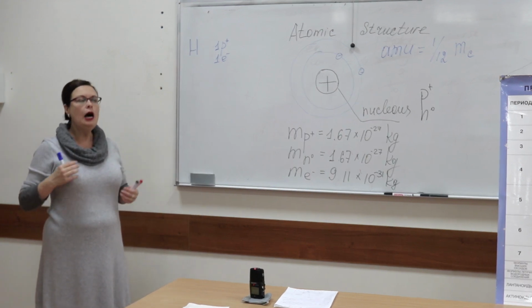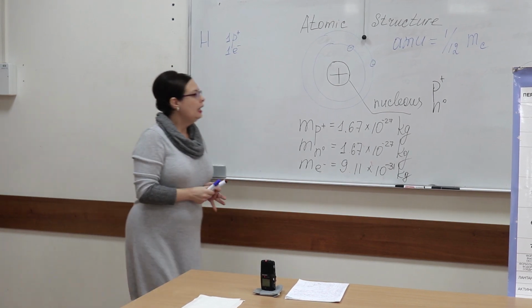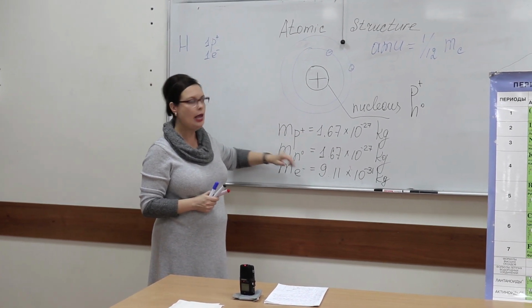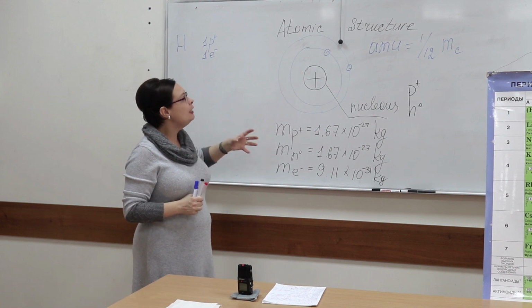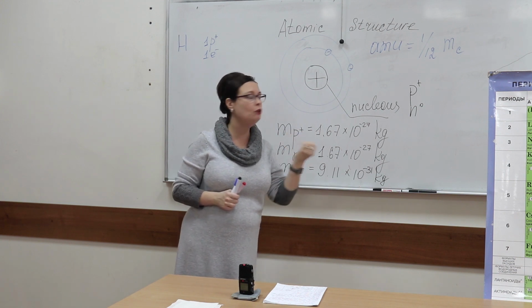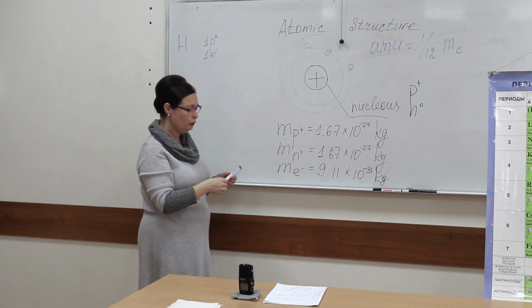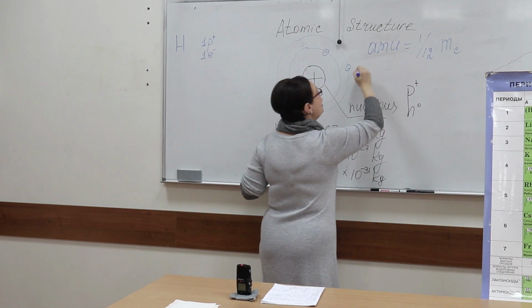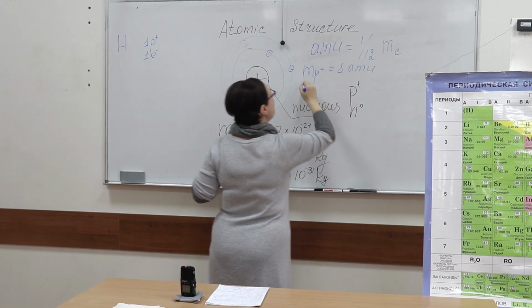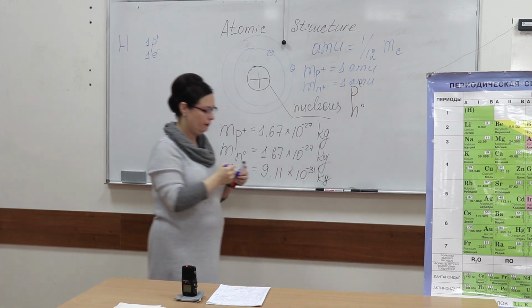Another question: how can we know the number of neutrons? You can see that only protons and neutrons give the mass of the atom. So, knowing the atomic mass, we can calculate the number of neutrons if we know that the mass of a proton is equal to 1 AMU and the mass of a neutron is equal to 1 AMU also.